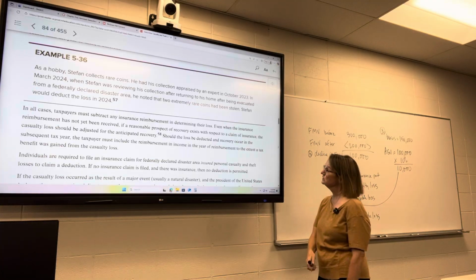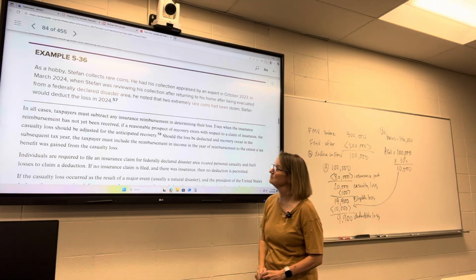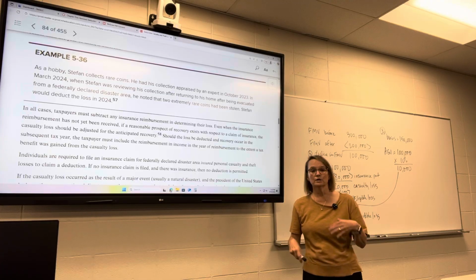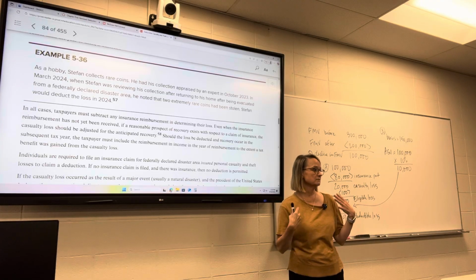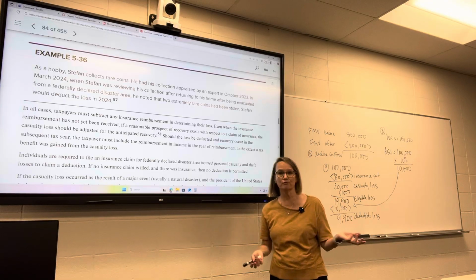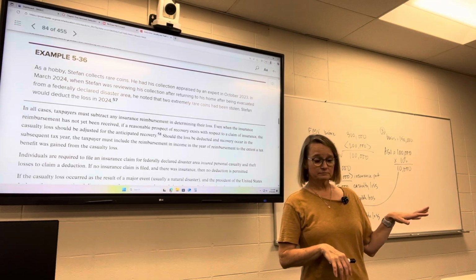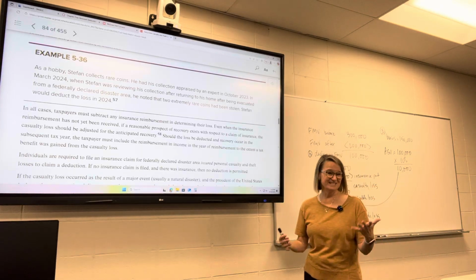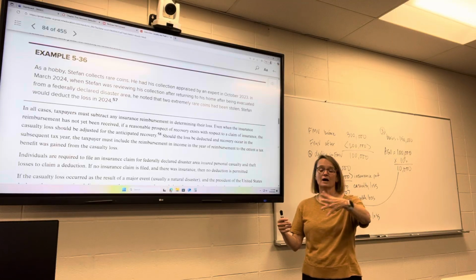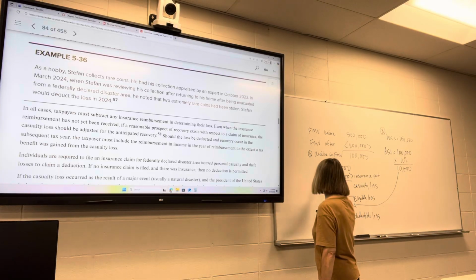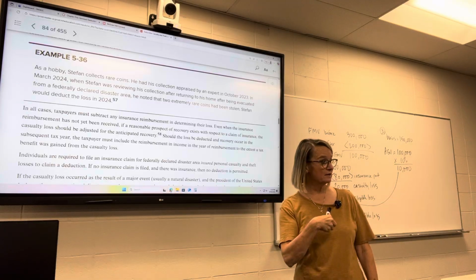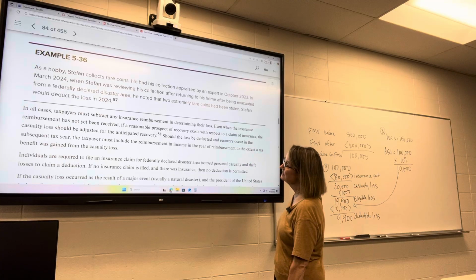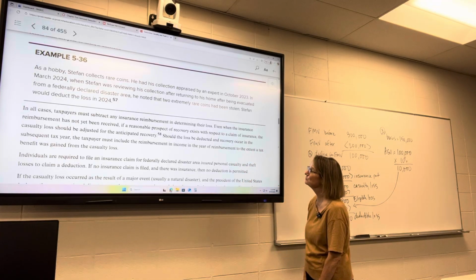Taxpayers have to subtract any insurance reimbursement in the determination of their loss. This applies even when the insurance reimbursement has not yet been received, if there's a reasonable prospect of recovery. So say you have the loss in 2023, you submit for insurance and you're pretty sure you're going to get it, but you haven't received it until the next year. You still have to subtract that insurance from the amount of the loss. So the casualty loss should be adjusted for the anticipated recovery.